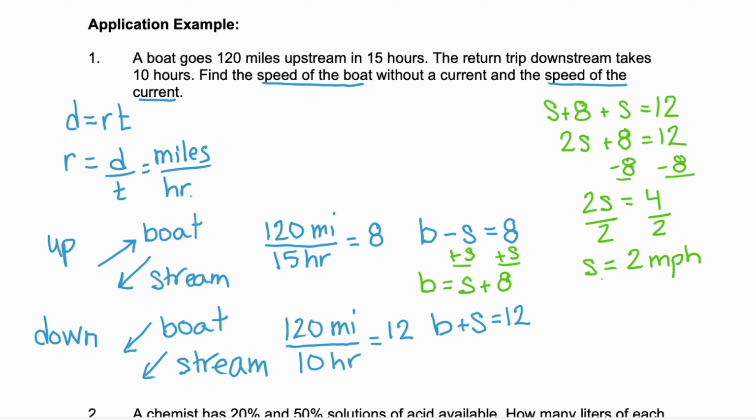Well, if we know the stream is going 2 miles per hour, we can substitute that back in to our equation b minus s equals 8. So b minus 2 equals 8. Add 2 to both sides, and we know that our boat, B, is going 10 miles per hour. So our stream is traveling at 2 miles per hour. That's the speed of the current. And the boat is traveling at 10 miles per hour.